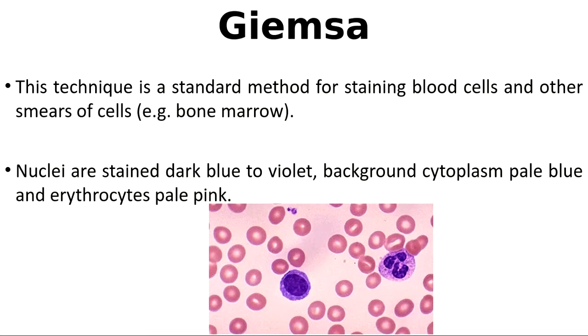And this is Giemsa. Giemsa is a standard method for staining blood cells. So if you want to stain blood cells, we may ask in exam, which is the stain used for staining blood cells? Your answer should be Giemsa. If you know this much, more than enough. Nuclei will stain dark blue to violet and pale blue, and erythrocytes pale pink. So this much if you know, it's more than enough.